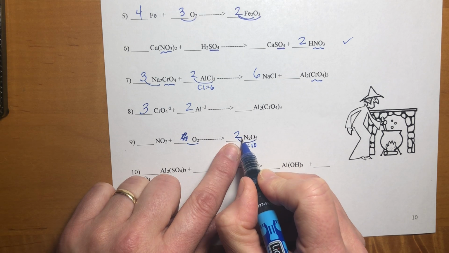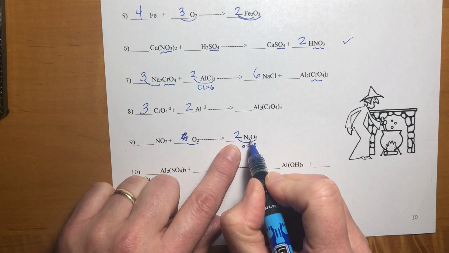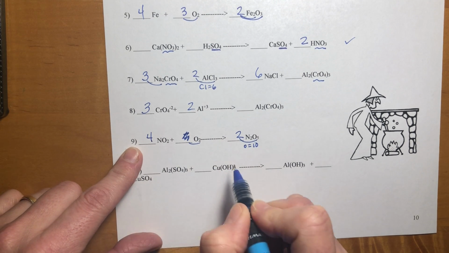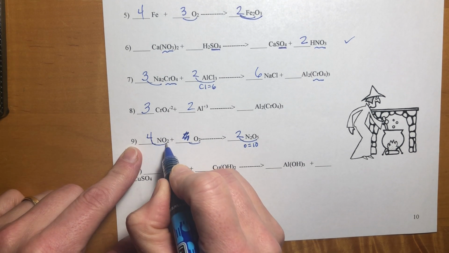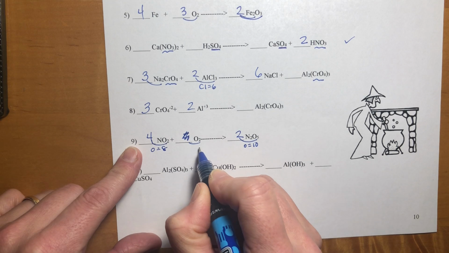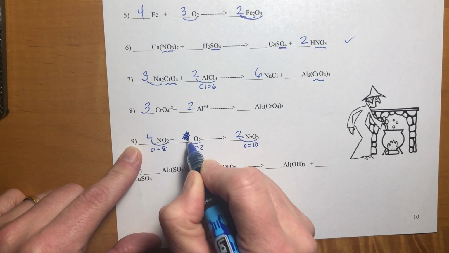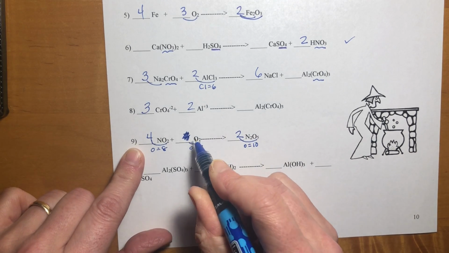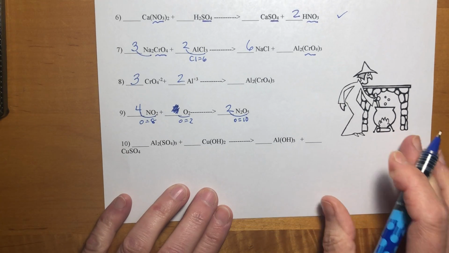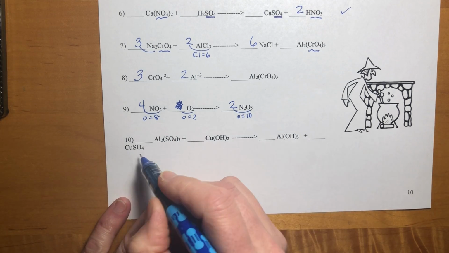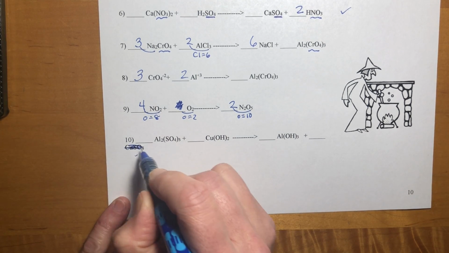Let me ignore my oxygens for a minute. Let me do the nitrogens. So 2 times 2 is 4, so I need a 4 here. All right, now let me look at the oxygens. So 4 times 2 is 8, and 2 here. Okay, so that's 10. So this needs no coefficient. All right, this last one you can see because of our picture, the copper sulfate got jumped down there.